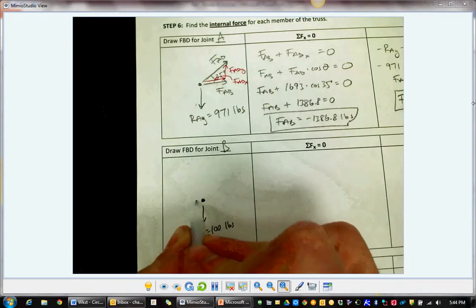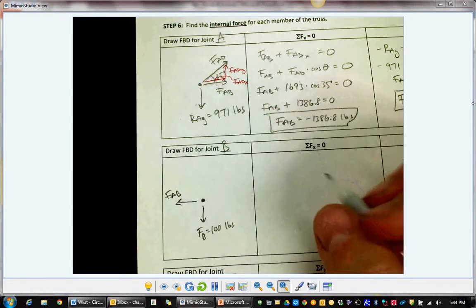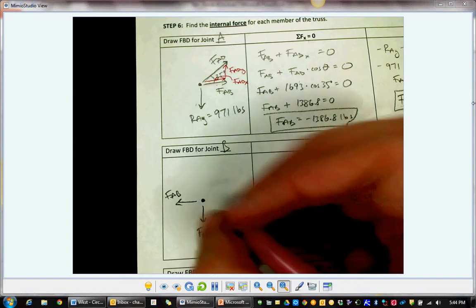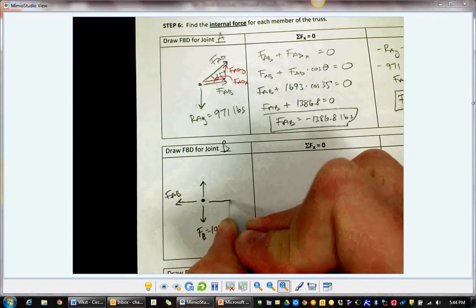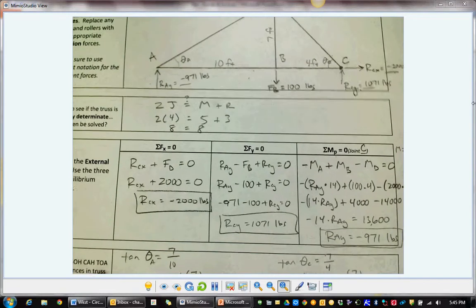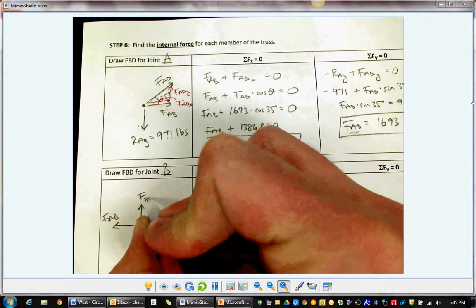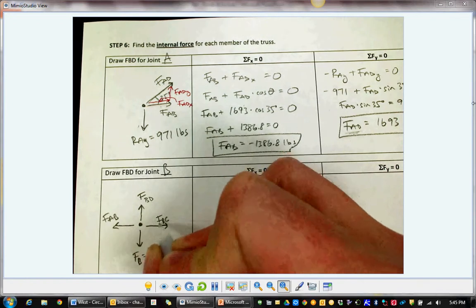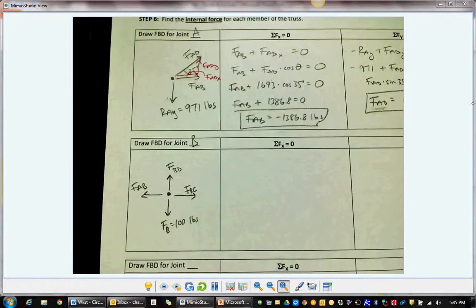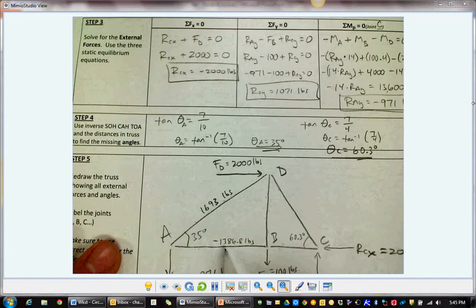So we have member AB pulling it out to the left, we have member BD pulling it up and BC pulling it right. There we go. We do know force AB is negative 1386.8.